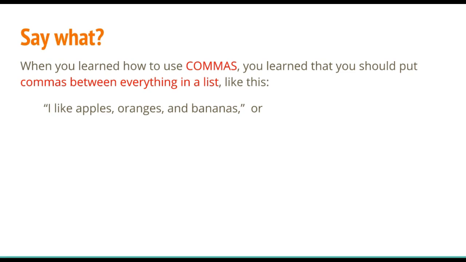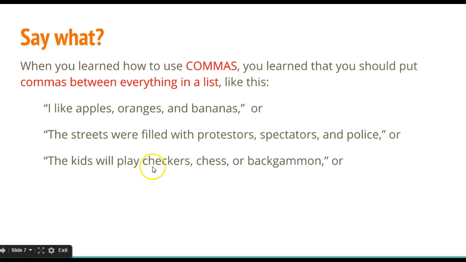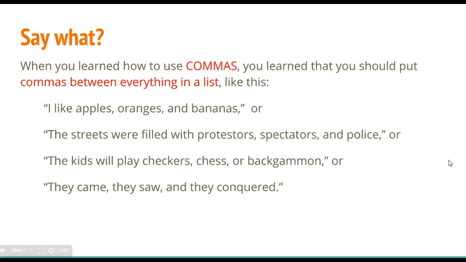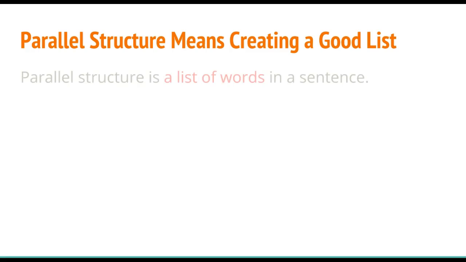One of them is, I like apples, oranges, or bananas, or the streets were filled with protesters, spectators, and police, or the kids will play checkers, chess, or backgammon, or they came, they saw, and they conquered. So in each of these cases, you have a list of items and commas between them. What's the relevance? We're not talking about commas here. The relevance is that parallel structure basically means creating a good list.